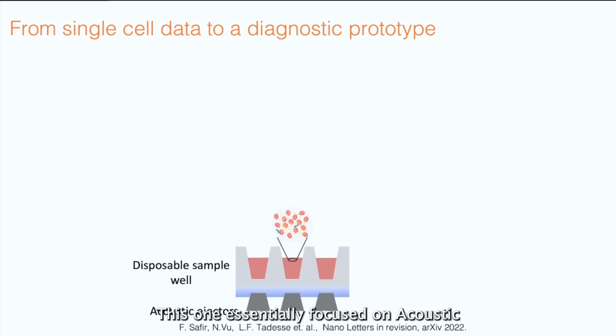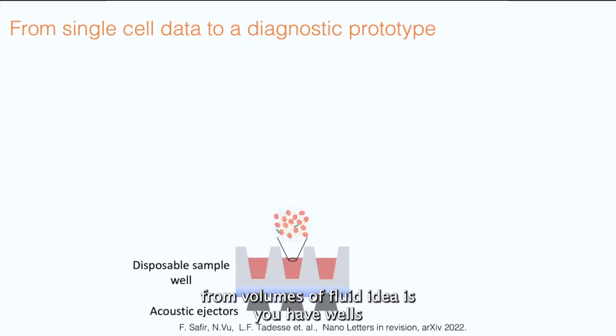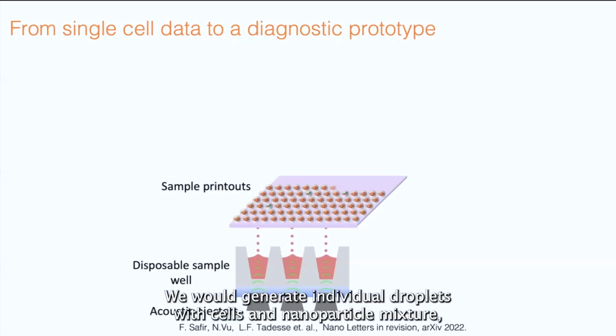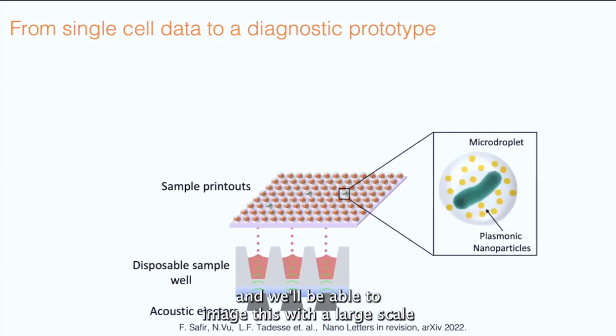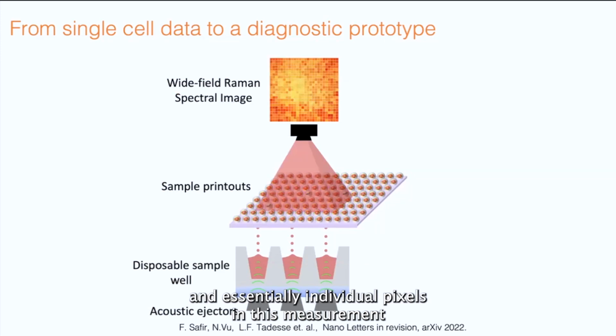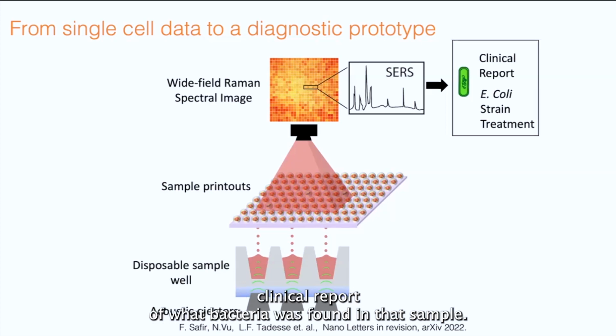This one essentially focused on acoustic bioprinting, which is using ultrasound to generate single cellular droplets from volumes of fluid. The idea is you'd have wells that have volumes of blood or other fluid of interest. We would generate individual droplets with a cell and nanoparticle mixture, and we'll be able to image this with a large-scale Raman setup. Essentially, individual pixels in this measurement would be the spectral fingerprint, and our algorithm would output a clinical report of what bacteria was found in that sample and its antibiotic response.